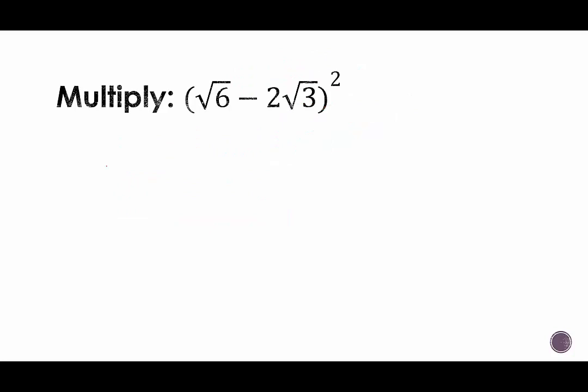Our next example, we see another binomial square. Actually, this isn't a binomial, but we see another two-term thing squared. So again, if we have x minus y quantity squared, we can say that it's x squared minus 2 times x times y plus y squared. So the first term squared, the square root of 6 quantity squared is 6, minus the two terms doubled, so that will be minus 4 root 18, and then plus the second term squared.